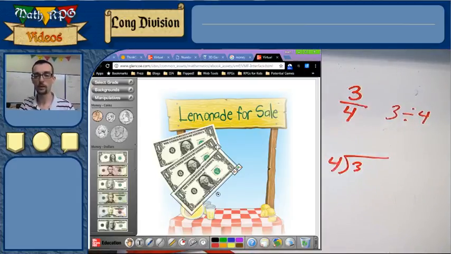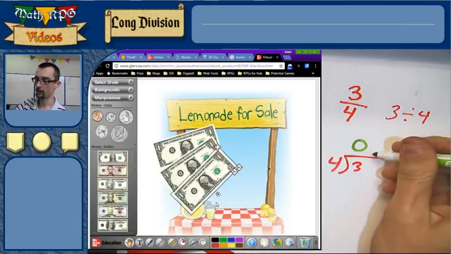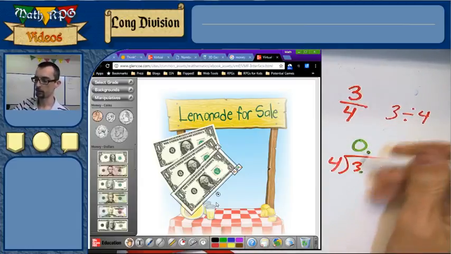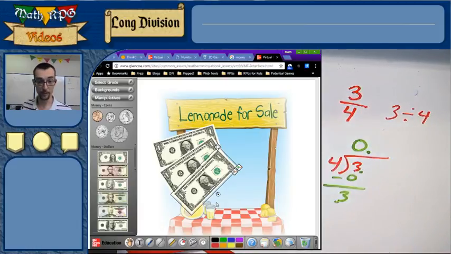Okay, so here's an example of how to do this with money. So if I have $3 and I want to share those $3 with 4 people, here's the question. Does each person get $1? Nope, they don't, right? So on my long division, that'd be a 0. Nobody gets $1. So now I got to put my decimal point and figure out what I have.